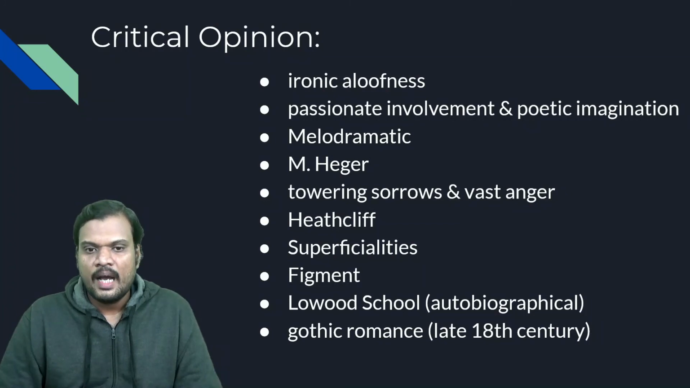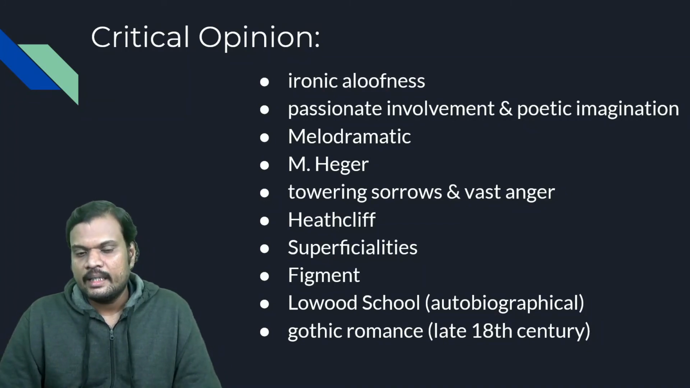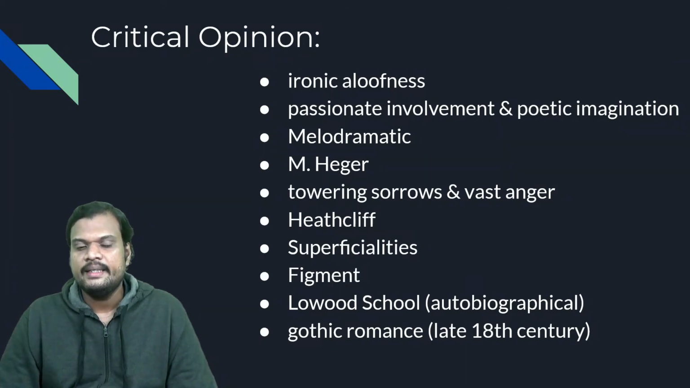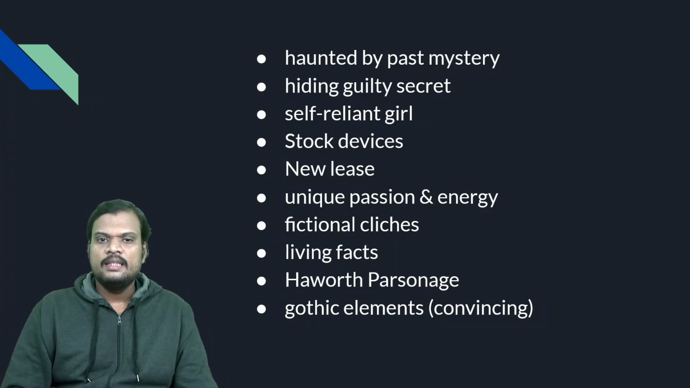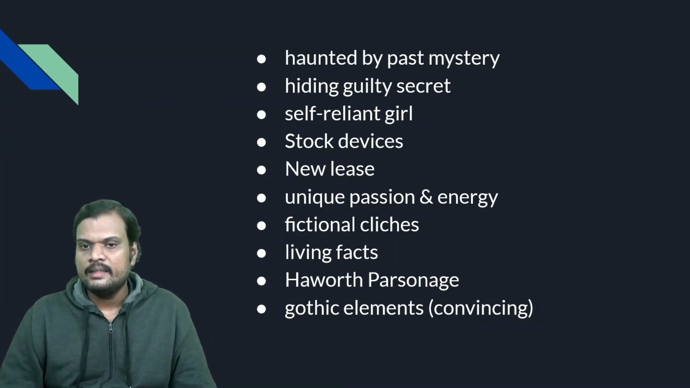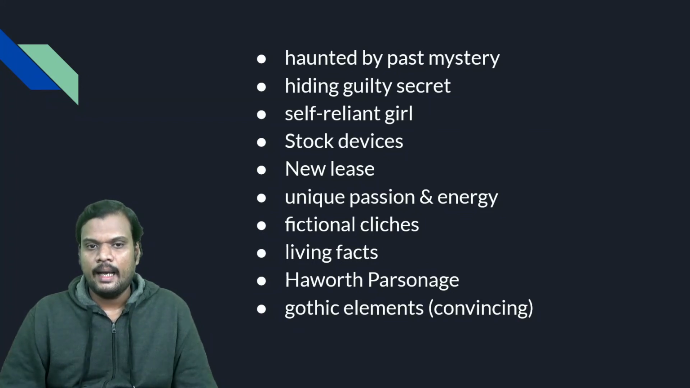The events which occur at Lowood School are autobiographical. Charlotte borrows elements from Gothic romance, which became popular as a genre during the late 18th century. Stock literary devices found in Gothic novels, such as an isolated mansion which is ghost-ridden and an innocent self-reliant girl who arrives to solve the mystery, are all found in Charlotte Bronte's Jane Eyre.